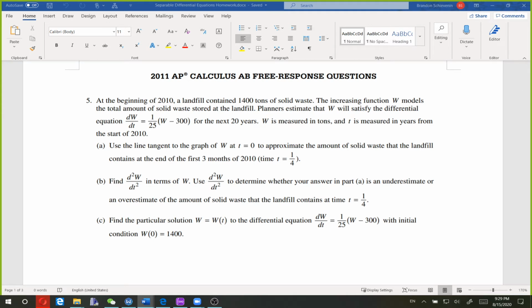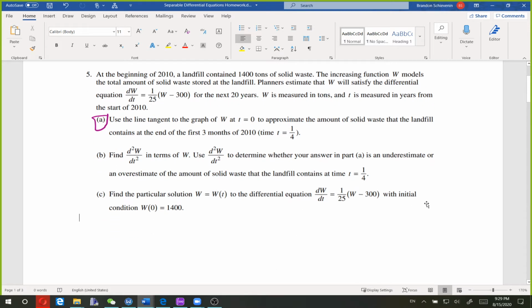Okay, so we're going to use the line tangent to the curve at W at t equals 0 to approximate the amount of solid waste that the landfill contains at the end of the first 3 months of 2010, at the time t equals 1/4. Okay, so for part A, I want to get a line tangent to the curve at t equals 0. If I want a tangent line, so this is from the previous week, what would my equation of a tangent line be?